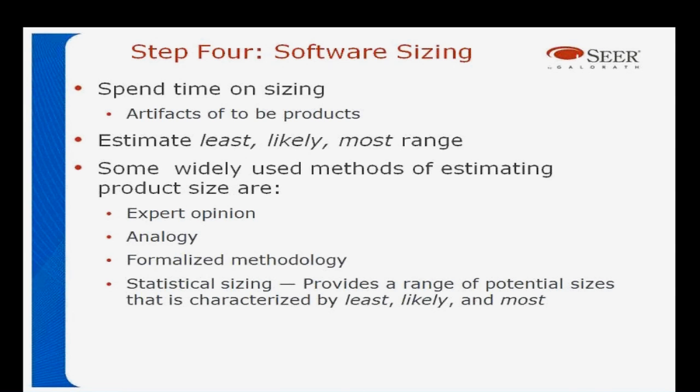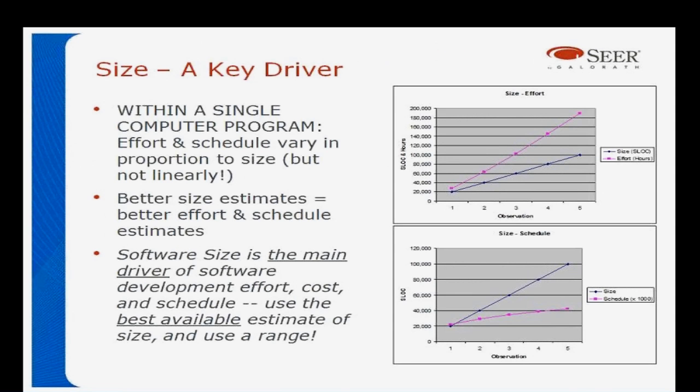Expert opinion, a little scary. Analogy: look, we had a system X and it was Y large. We believe this one will be 30% larger. Doing statistical methods of coming up with software sizing, and there are numerous other ways to do this. And size is probably the biggest driver on a system. Within a single computer program, the effort and schedule vary in proportion to the size. The better the size estimates, the better the effort and schedule estimates. Now, again, this isn't a cop-out. Up front, you might not know the size well, but you should know a range of least, likely, and most. If you don't, SEER can come up with that for you and help you to figure out how big it might grow to if you know a size at a particular point in time.